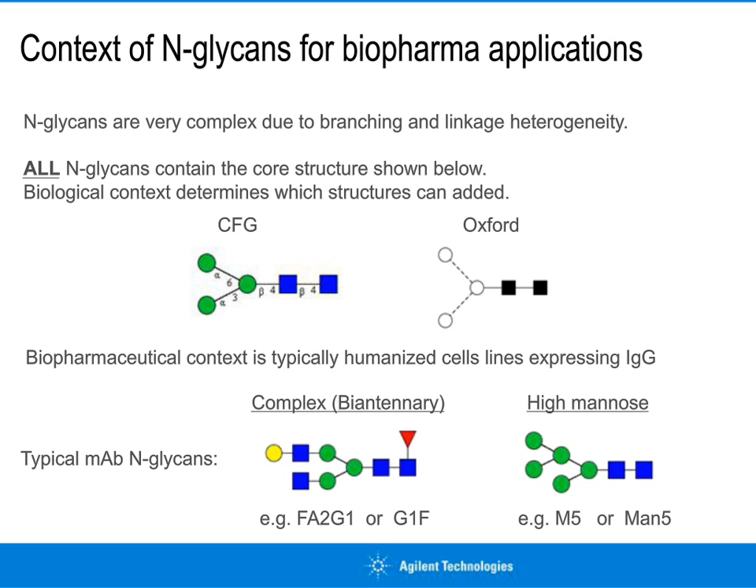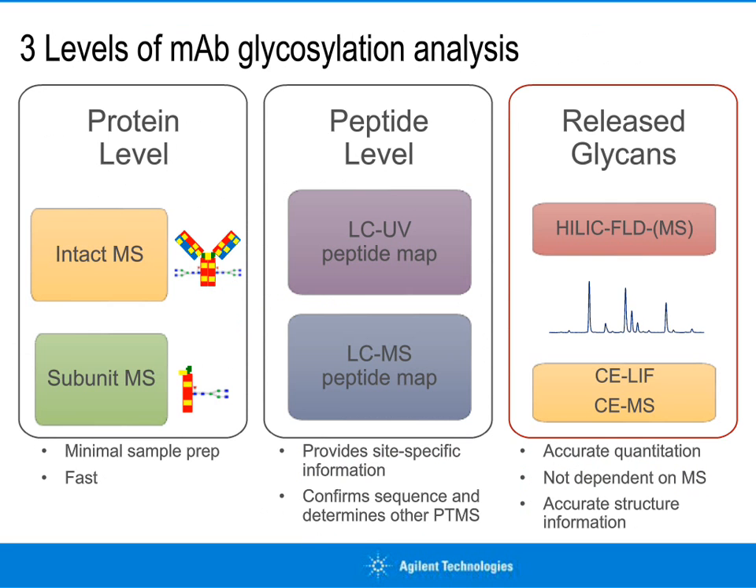N-glycan analysis can be performed at three levels. The first level is the analysis of the intact protein by mass spectrometry, typically by LCMS using a short reversed phase column hyphenated to a high-resolution time-of-flight mass spectrometer.